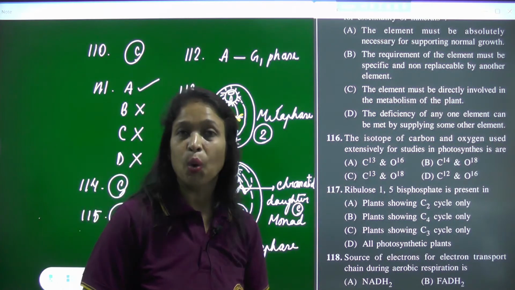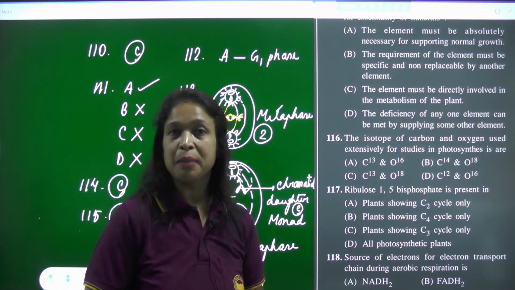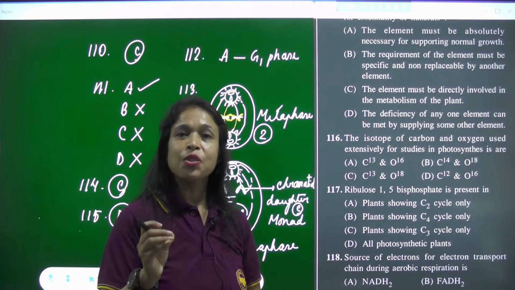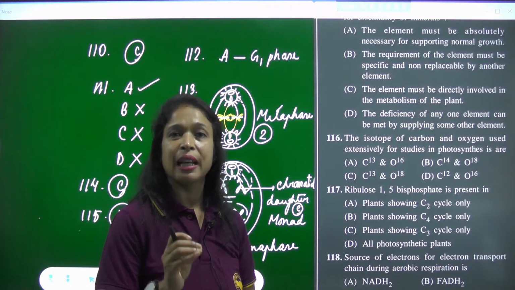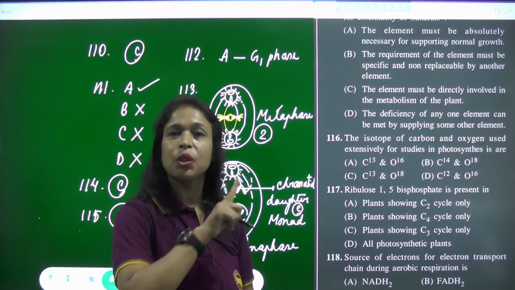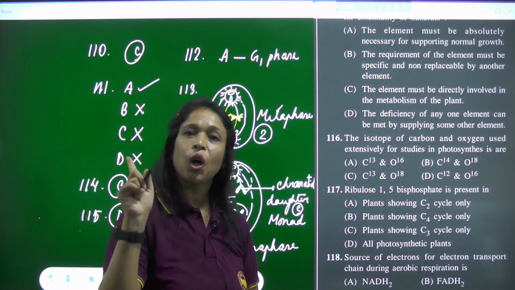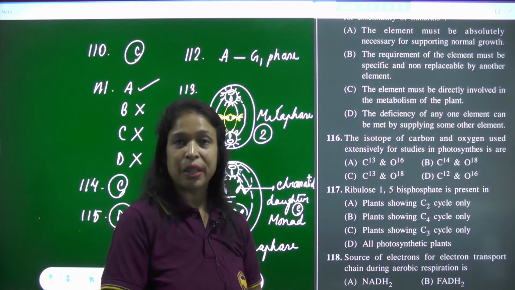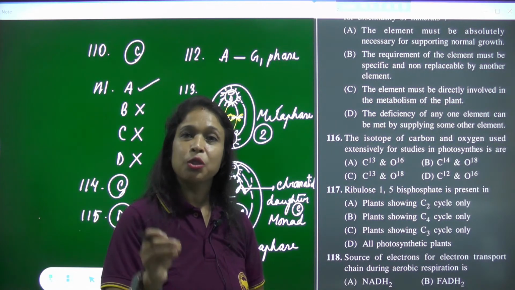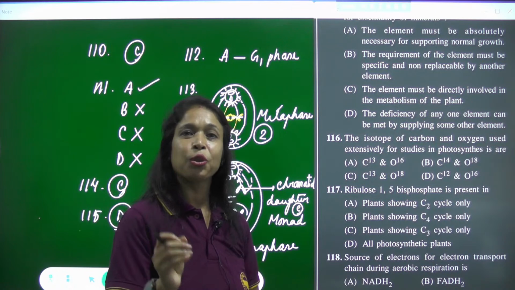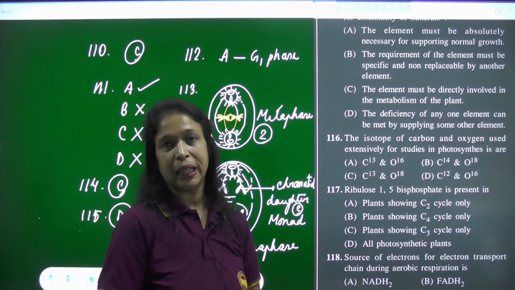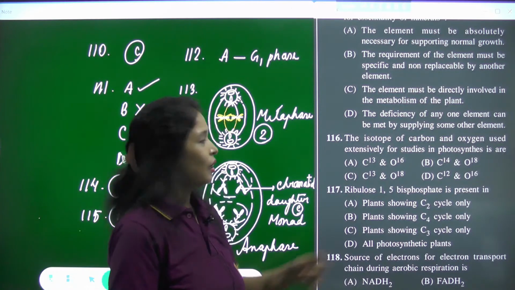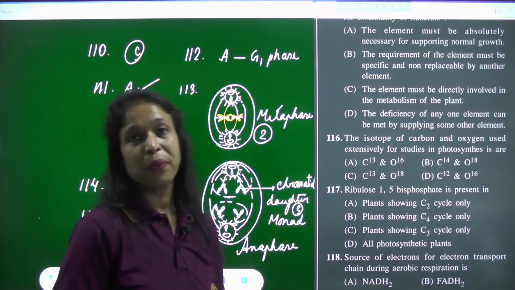Next, oxygen O18 was utilized by scientists Ruben and Kamen to prove that the source of photosynthetic oxygen is the water molecule, not carbon dioxide as thought before by scientists. O18 was utilized to show that the source of photosynthetic oxygen is the water molecule. It is not carbon dioxide, right? So what will be the answer? Second option for 116.